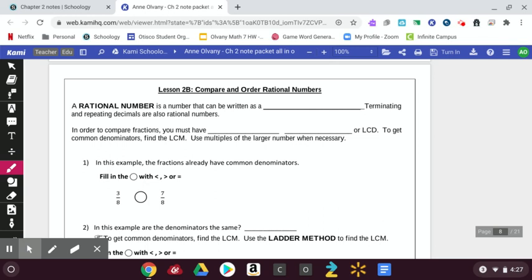Here we are, chapter 2, lesson 2b. We're going to compare and order rational numbers now. Well, what is a rational number, you say?